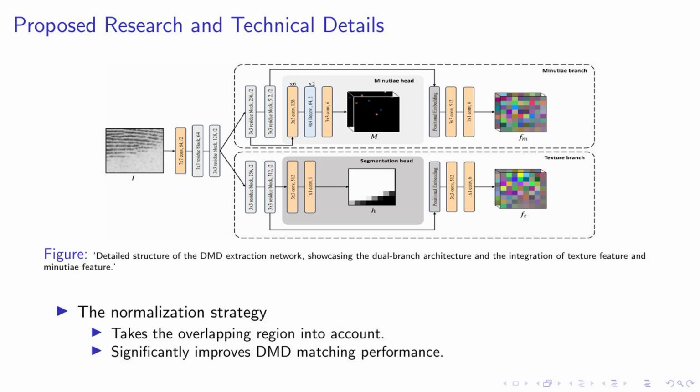In essence, our method is not just about creating a new descriptor, but also about how we process and normalize the data. This approach allows us to effectively address common challenges in fingerprint matching, leading to improved results. Remember, the goal here is to enhance the accuracy and efficiency of fingerprint identification, and our DMD extraction network is a significant step towards achieving that goal.